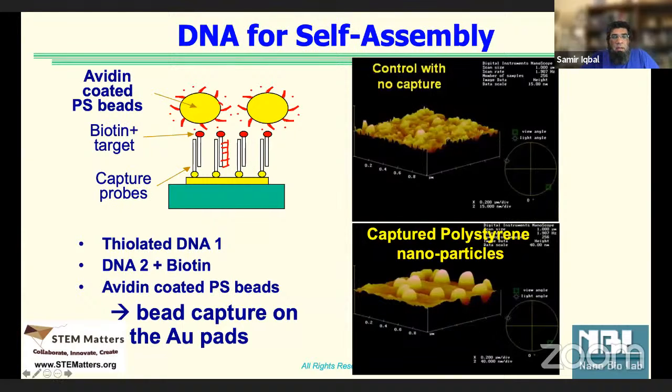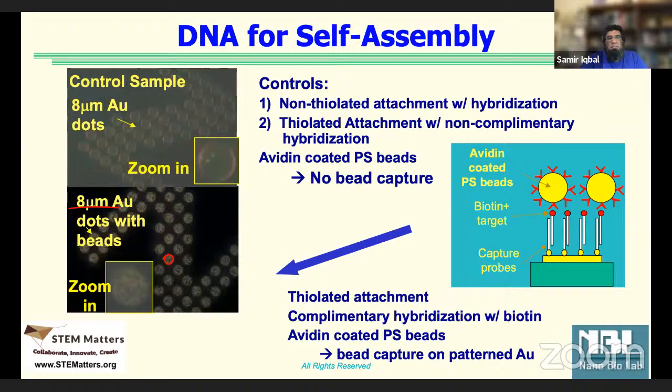So another example: in this case, the controls may be that we have a molecule which doesn't have a thiol, which means that it would not bind to the surface and would get washed away. Another control could be that we have the thiol, but non-complementary hybridization. So the molecule that we bring in with the biotin is not complementary, so it would not bind. That's another control where the actual chip would have the right molecule and the control would have the wrong sequence, same size, wrong sequence.